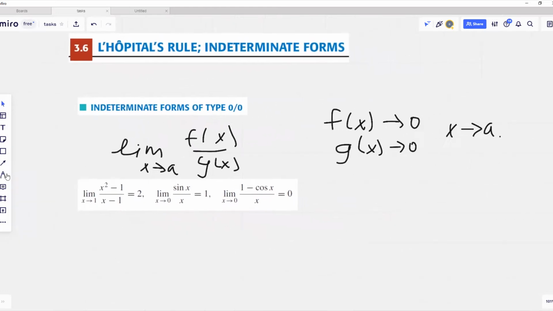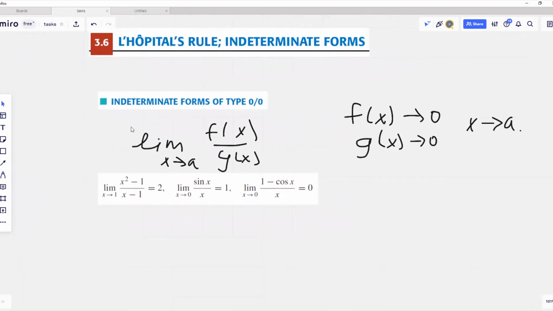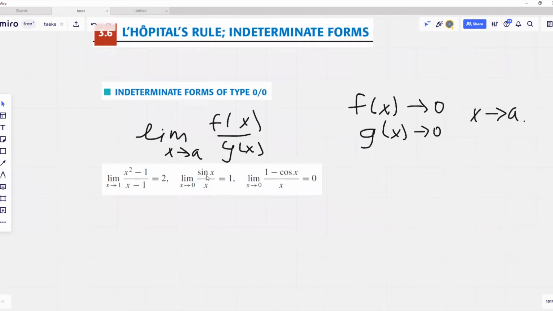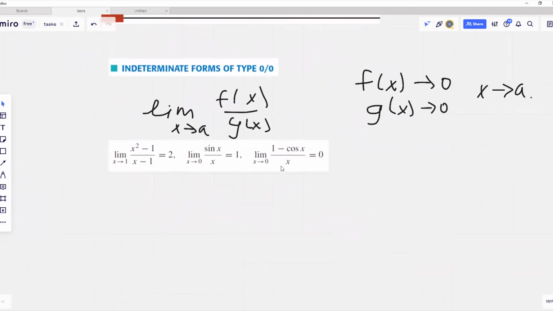Here are some examples of indeterminate form of type 0 over 0. The limit when x is approaching 1 of x squared minus 1 over x minus 1. When x is approaching 1, numerator and denominator both approach 0. Similarly, sine of x over x is an indeterminate form of type 0 over 0, and 1 minus cosine of x over x is also of the form 0 over 0.